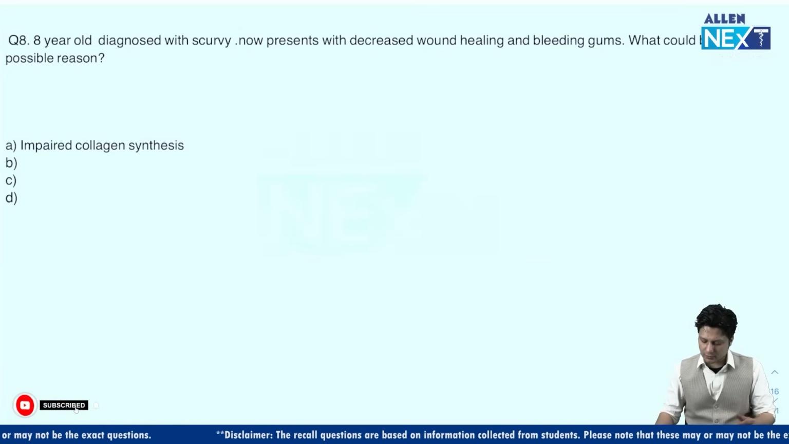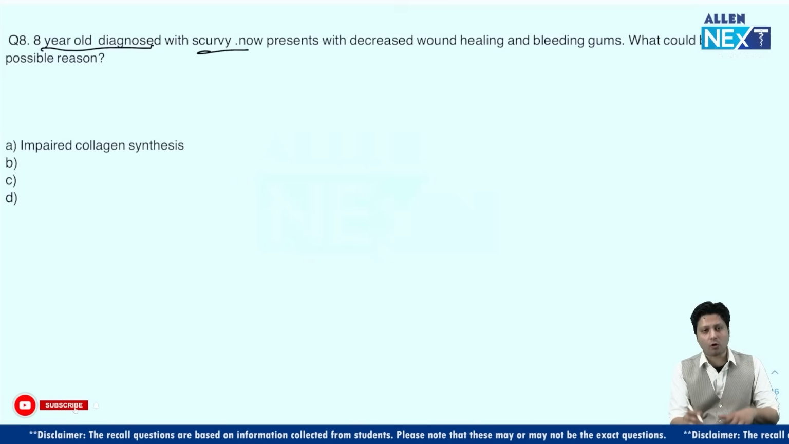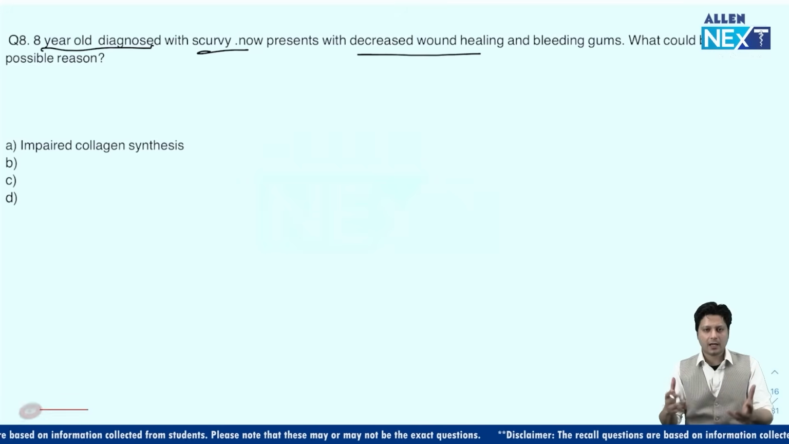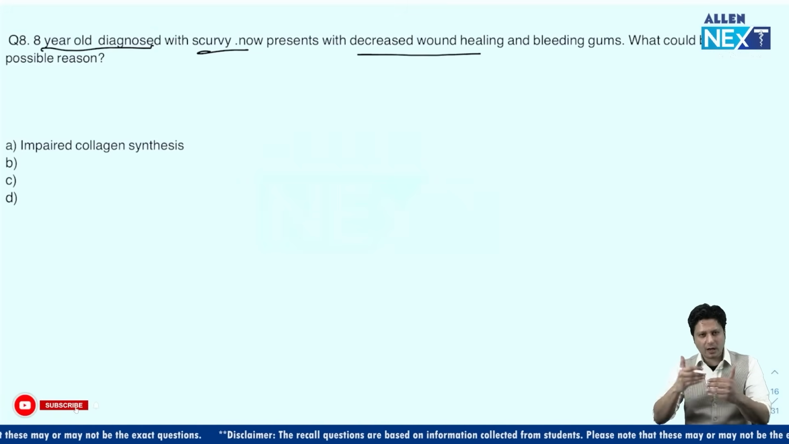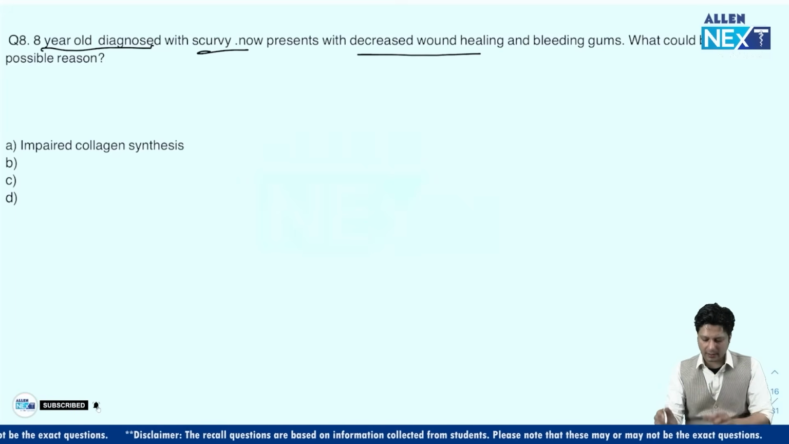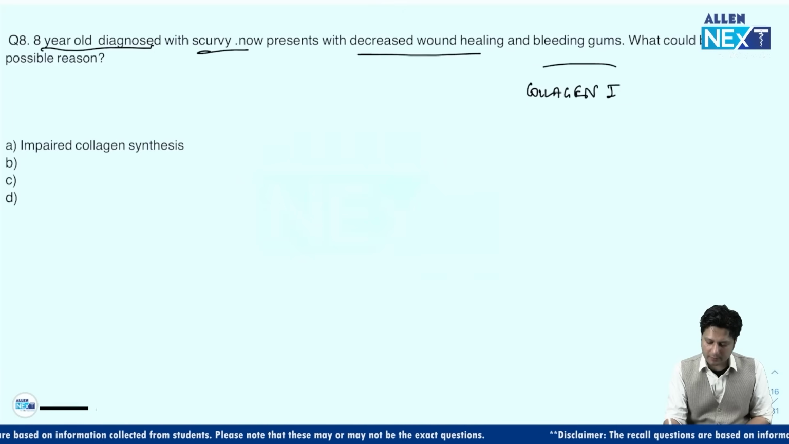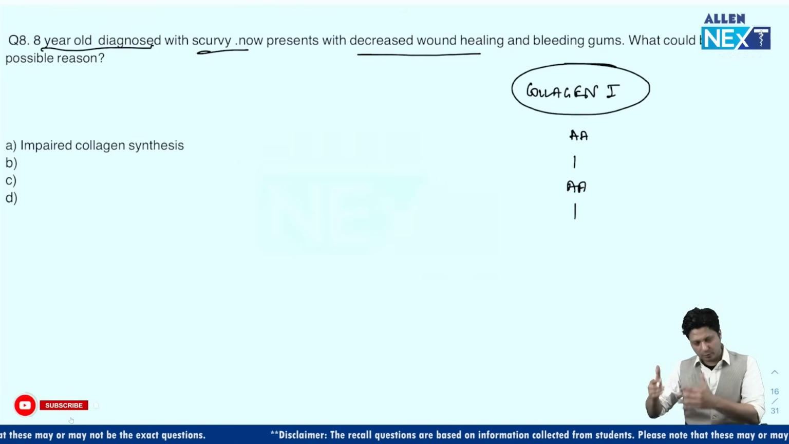All right. Next question. They have asked one question about an 8-year-old who was already diagnosed with scurvy, and there was decreased wound healing, bleeding gums, and there could be pain in and around the joints also. So what could be the possible reason? Now, just a basic understanding of the reason is, the major collagen of the bone is collagen type 1. And all these amino acids are integrated in their original form.